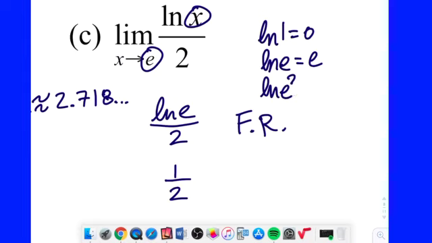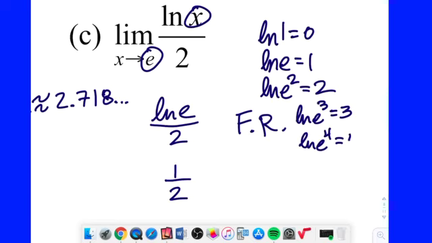What do you think the natural log of e squared is? Oh, yeah. Sorry. My bad. I'm going too fast. The natural log of e is 1. And then the natural log of e squared would be 2. The natural log of e cubed, 3. The natural log of e to the 4th, 4. You get the idea? In fact, the natural log of 1 is really the natural log of e to the 0, which is 0. The natural log of e is the natural log of e to the 1st, which is 1.